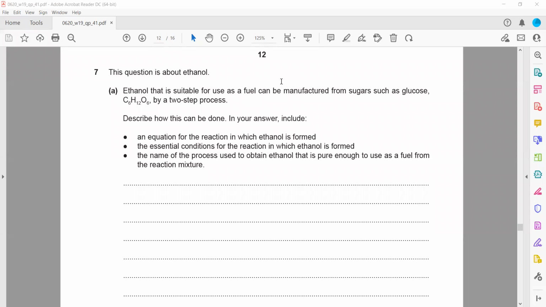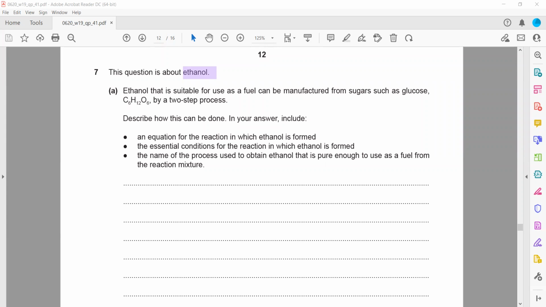Question is about ethanol, manufacture of ethanol. Ethanol that is suitable for use as a fuel can be manufactured from sugar such as glucose by 2 steps. Describe how this can be done. In your answer, include an equation in which ethanol is formed, essential condition for the reaction in which ethanol, this is basically a fermentation, is formed, and the name of a process used to obtain ethanol from this pure enough to use as a fuel.